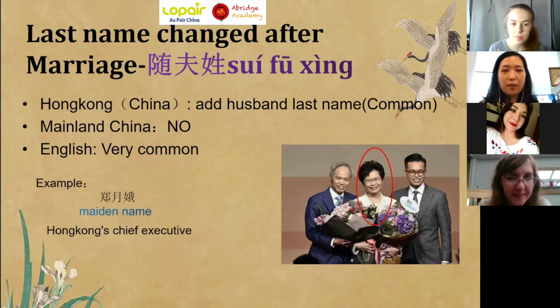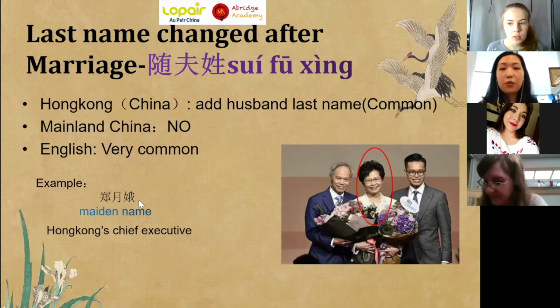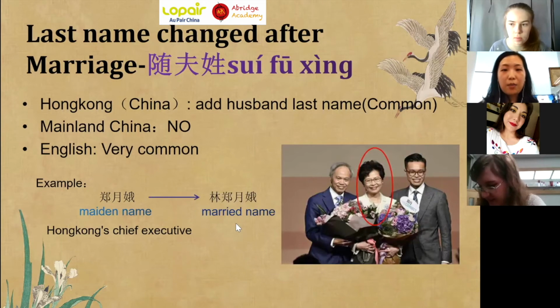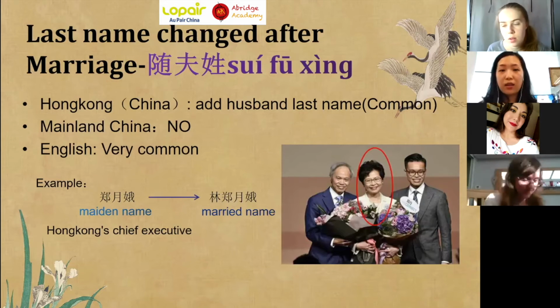So here is the example. This lady in this picture is the Hong Kong chief executive right now. Her original name, maiden name, is Zheng Yue. Zheng, the first character, is her last name. Yue is the given name. This is her maiden name. After she married this guy, Mr. Lin, her name became Lin Zhenyue. So instead of changing her last name, she adds her husband's last name in front of her last name.